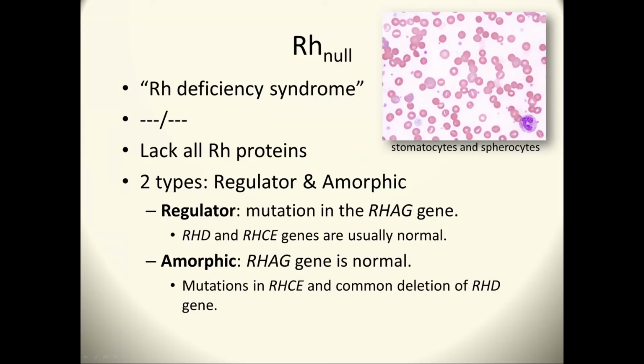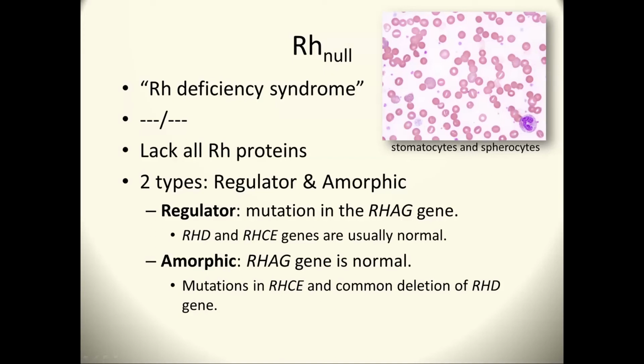of the Rh antigens. So if you think of the RHAG gene as being a regulator of the expression of these antigens, if the regulator is defective, no Rh antigens will be expressed. In the amorphic type, the RHAG gene is normal, but there's a common deletion of RHD, so the person is Rh negative, and there are mutations in RHCE that silence the gene, leading to no protein expression.